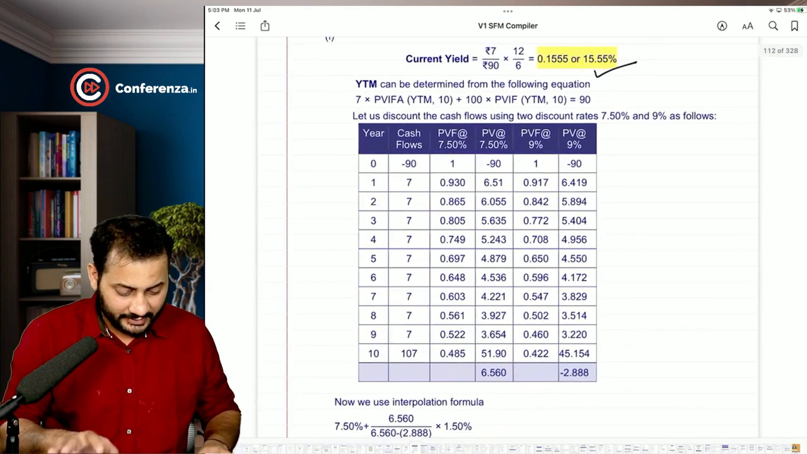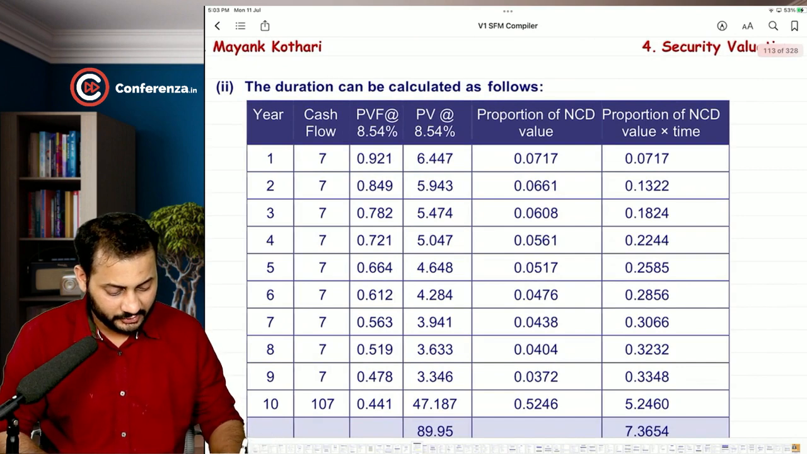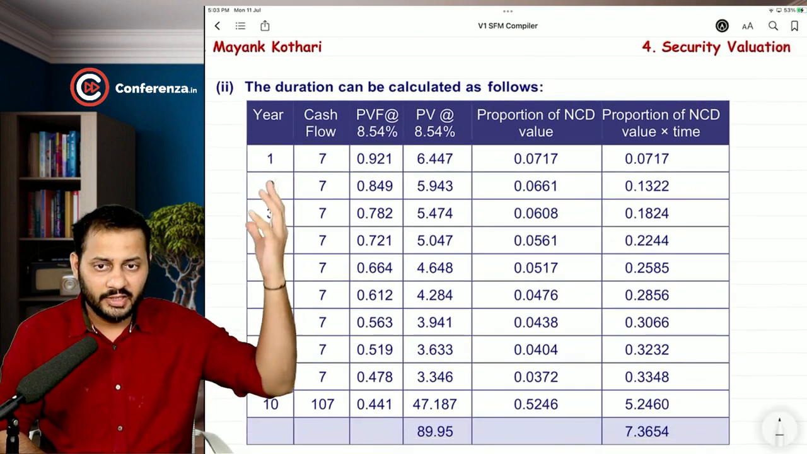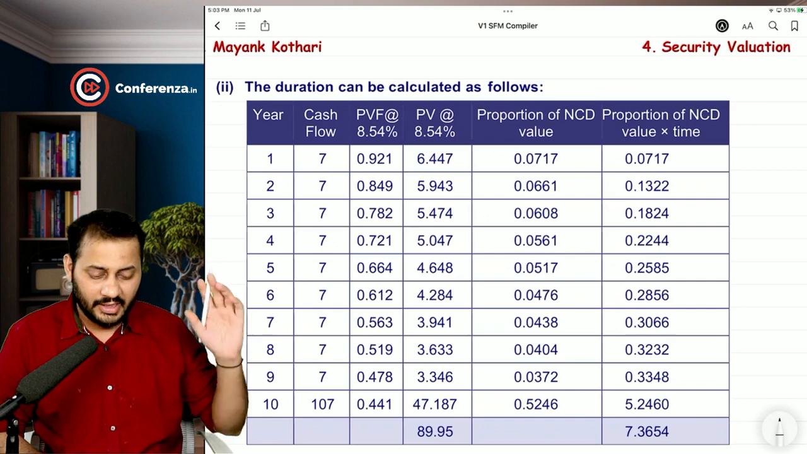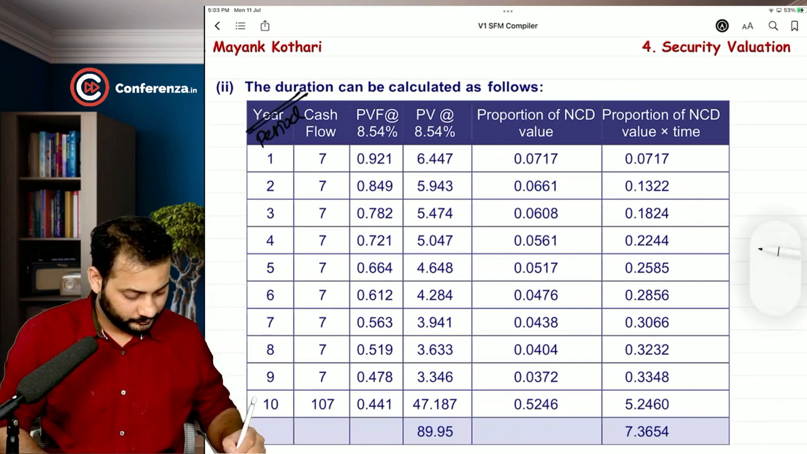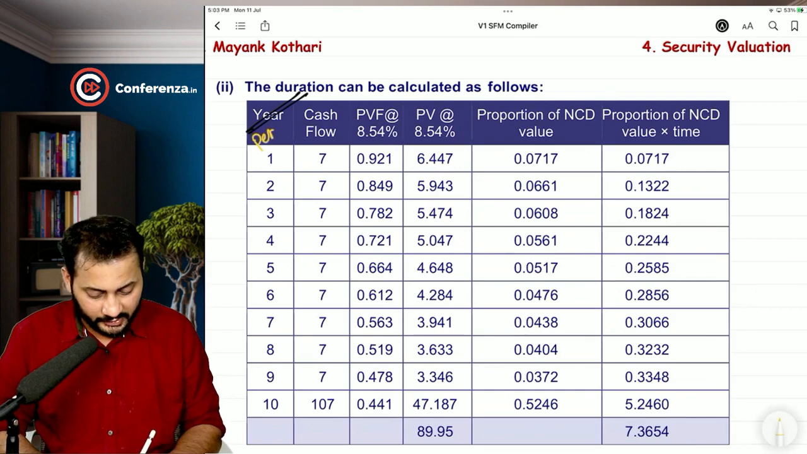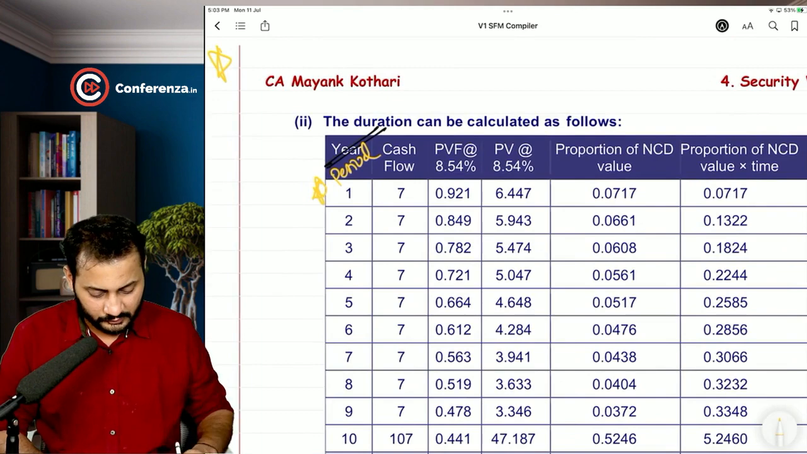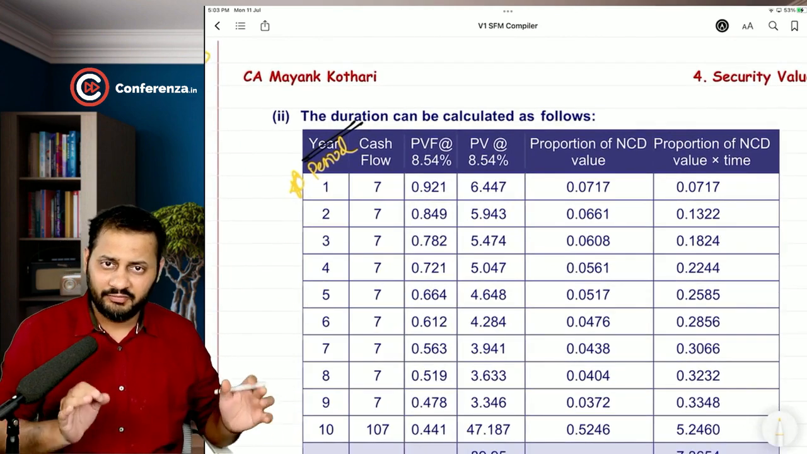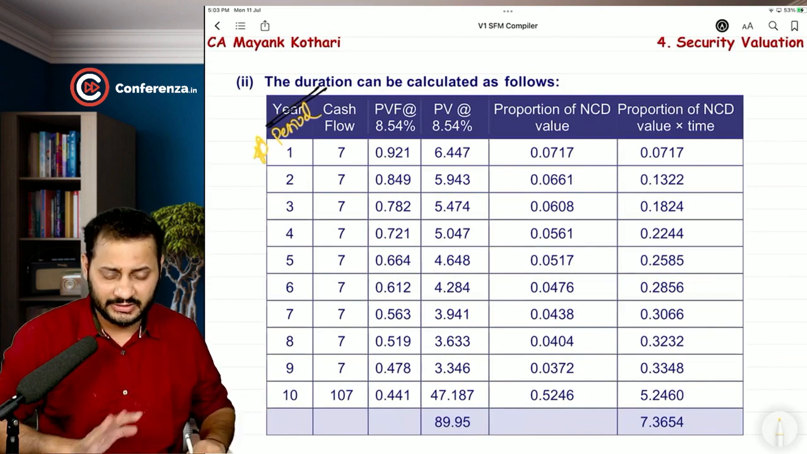Okay, so let's first look at the duration calculation. You can clearly see 1, 2, 3, 4, 5, 6, 7, 8, 9, 10, and please correct this. This is not year, this is period. Cut it and write down period. Then cash flows given to you, every half year you are going to receive 7 rupees, and then in the last period 107 rupees, that's okay.